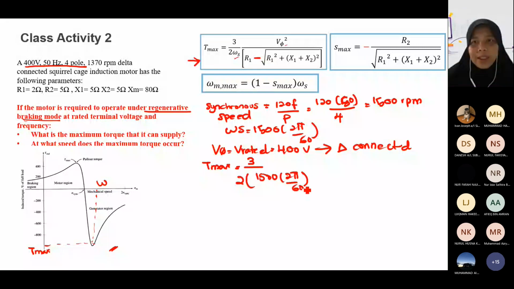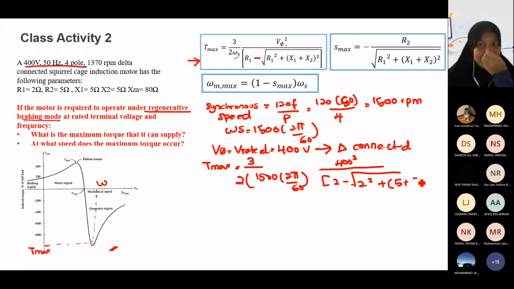400 squared over 2 minus 2 squared. Betul ke? Betul. 5 plus 5 squared. What do you get? Sini je yang ubahnya. Instead of plus, dia ada minus kat sini. Negatif. Apa dapat? Negatif berapa? 186.37. Okay, thank you. Negatif 186.37 Newton meter.